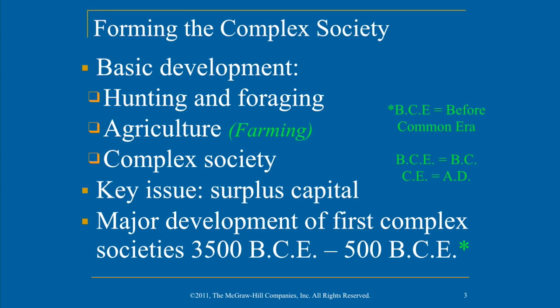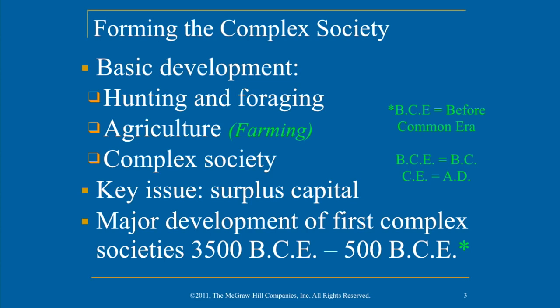Now, the key issue here is this surplus capital. And when I talk about capital, I'm not talking about money or capitals of cities or countries. I'm talking about capital as in goods. So there was this extra amount of goods that people have to form a complex society. You can't have a very large community if you don't have enough food for your community. If you have 100 people in your community and you only have food for 50, well, 50 of them are going to die eventually. Whereas if you have 100 people in your community and you have enough food for 120 people, you actually have a surplus or extra amount of food to give to those people that are already alive, so they could possibly make more people or find more people wandering around.